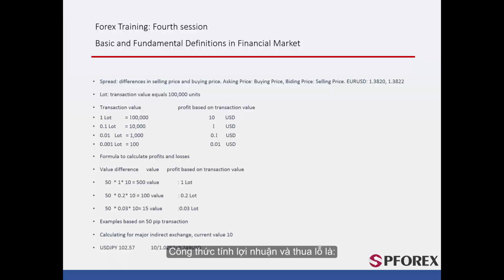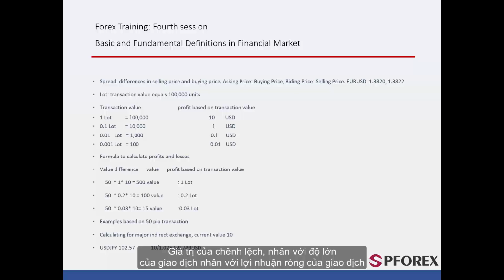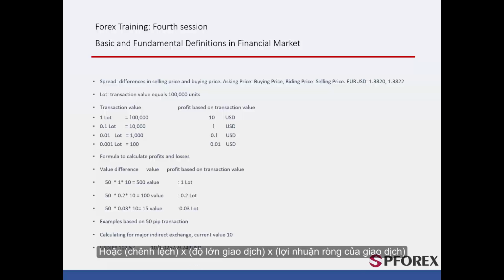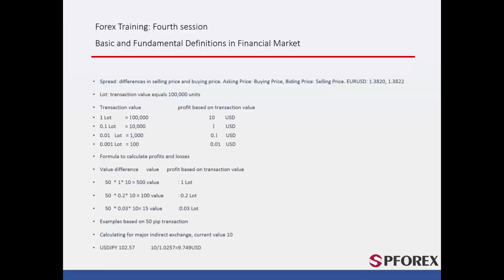There is a formula to calculate your gains and losses, which is the value difference multiplied by the size of transaction multiplied by the net profit for trading value. For better understanding, let's look at these examples in which our base unit will be 50.